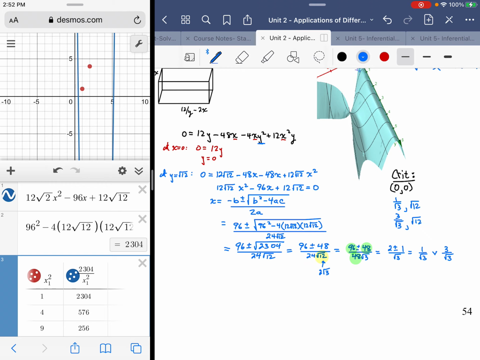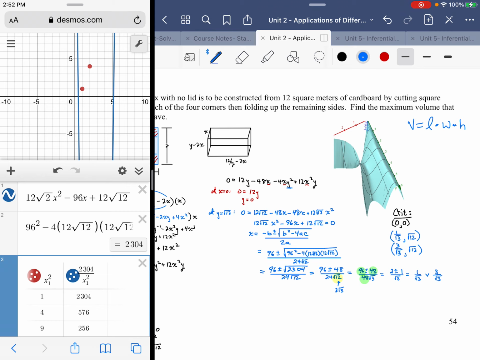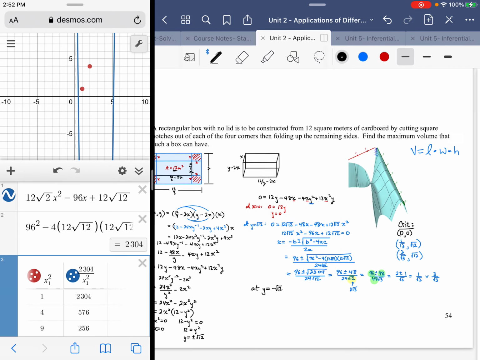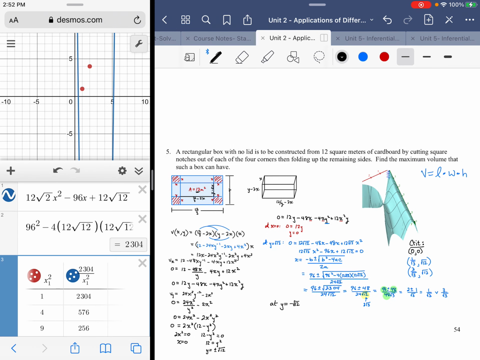All right, now we could do all the same work again, or similar work, for the case where y is equal to negative radical 12, but that's going to end up being irrelevant if you really think about it, because y is the length of a side.